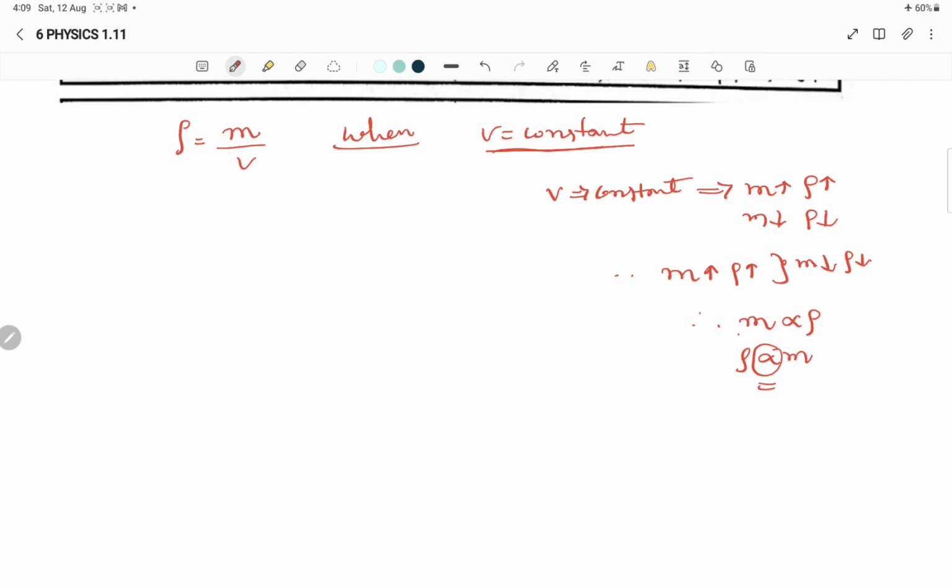Directly proportional is nothing but one quantity increases, another quantity also increases. One quantity decreases, another quantity also decreases. This is the first case. Now I am taking the second case. M is equal to constant. M is equal to constant means mass does not change, whereas volume will change.